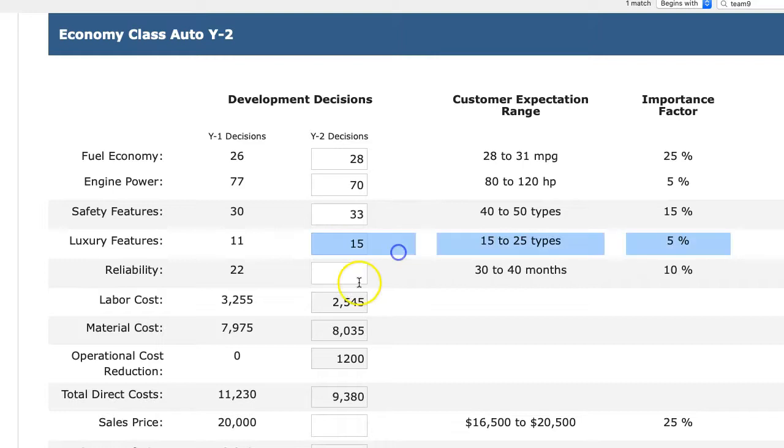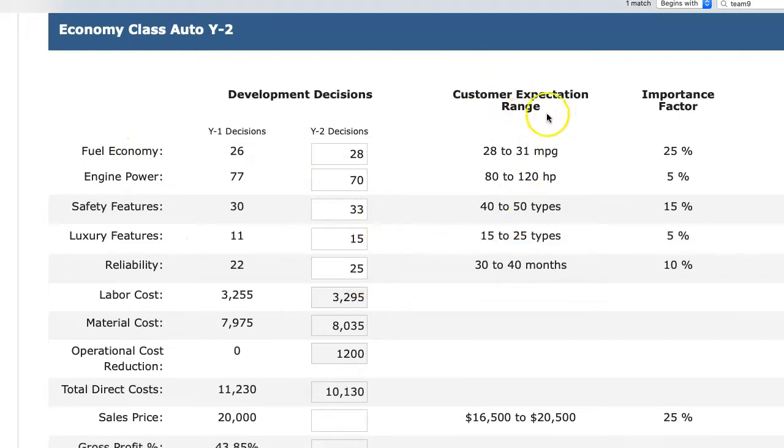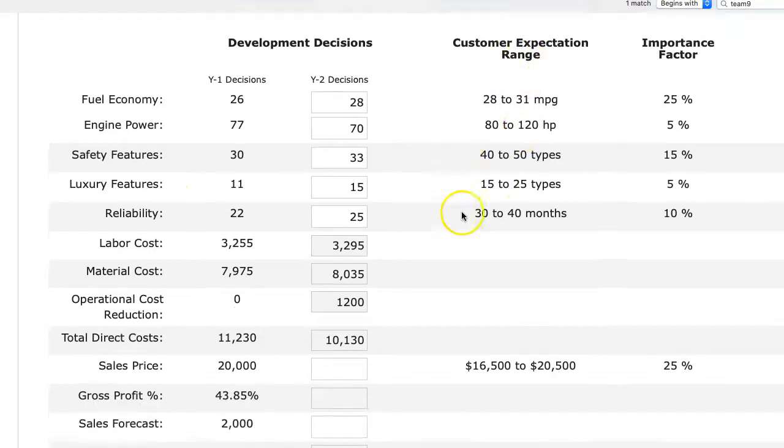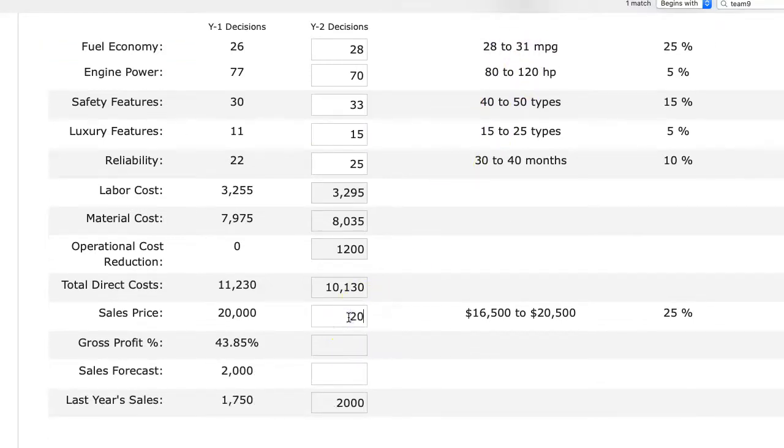So I'm going to try to improve my vehicle characteristics because the customer expectation ranges have increased. Customers are expecting more, and I can now increase the price of my car. And yes, I'm able to increase my profit margin, which is good.